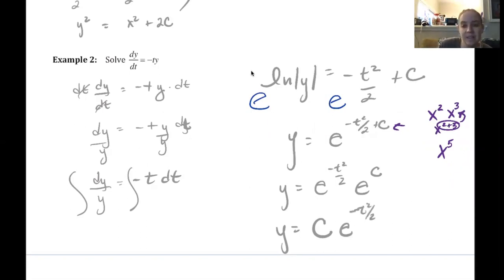Now when you write it like this, it's clear to see that it's an exponential growth or decay. In fact, this kind of looks like that PERT formula. Remember that PERT formula from ages ago? Your initial amount, your e, your rate, your time. This is just a variation of that. No initial condition, so I don't have to solve for c.